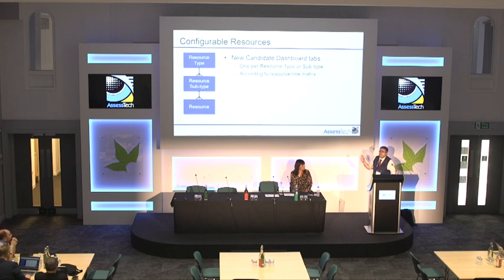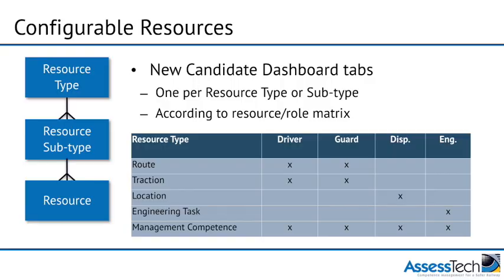This will all come with new candidate dashboard tabs. Okay, so when you look at a person on ACMS, you'll be able to click in to say, show me that person's engineering tasks, show me that person's managerial competencies. Okay, but obviously you don't want to see those for ones that aren't relevant, so they will only show according to which roles you've assigned them to.